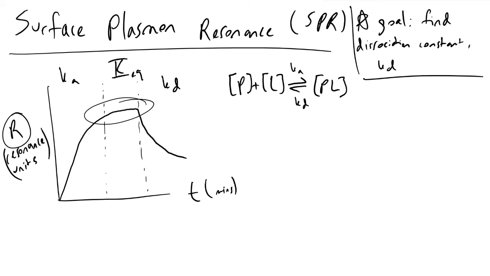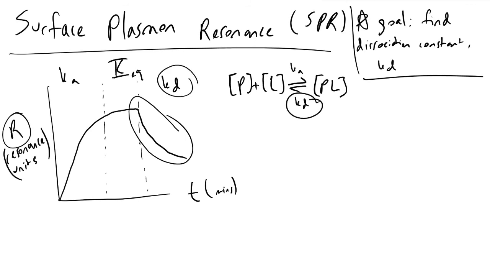you no longer are seeing a change in your resonance units over time. And at that point, we know it's saturated. We will begin to flow solvent through our system and allow the ligand and the protein to dissociate from each other. And so it is this region here that we are interested in determining what's going on here. So we want to find what KD is, and we will do that via the following.